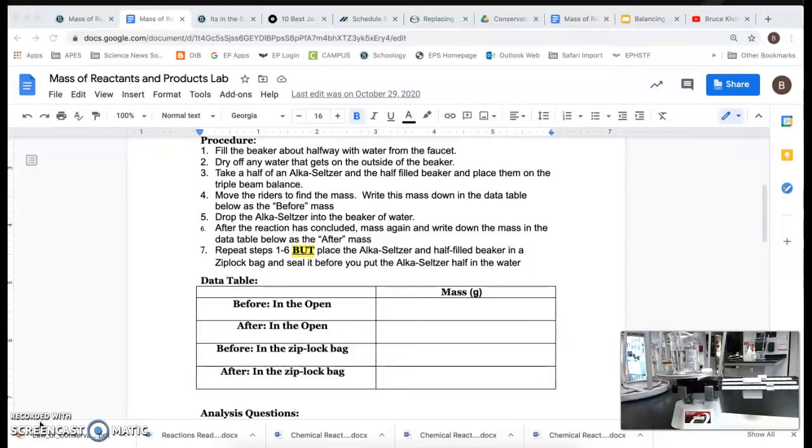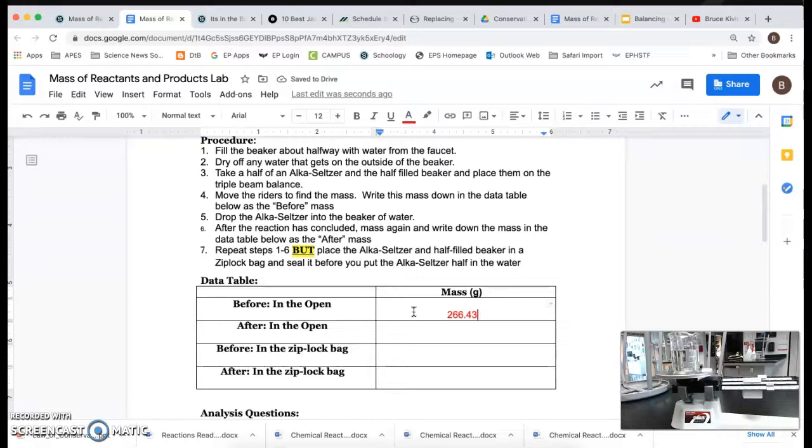And here's the deal. We need to record the mass before we start this. And I'm noticing that it is 266.43 grams. And so right here in your data table, 266.43, please record that for the starting data.